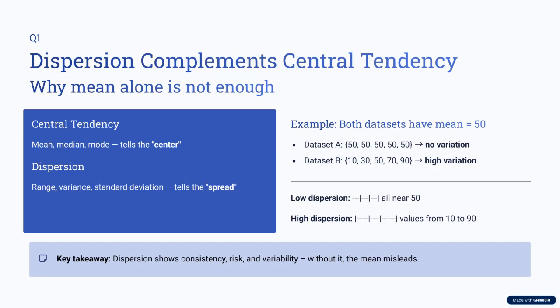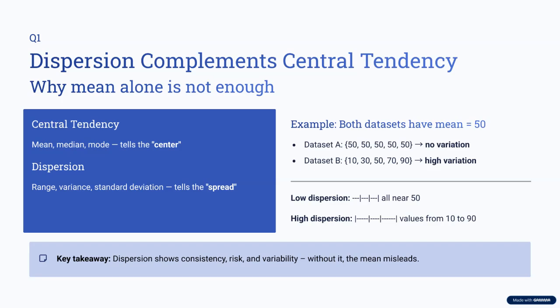That is high dispersion. If you only report the mean, you would say both classes are identical, but that would be wrong. Class A is perfectly consistent. Class B is highly inconsistent. The mean alone does not show variability. The low dispersion diagram shows all data points clustered around 50. Imagine a tight group. The high dispersion diagram shows points far apart, from 10 all the way to 90.